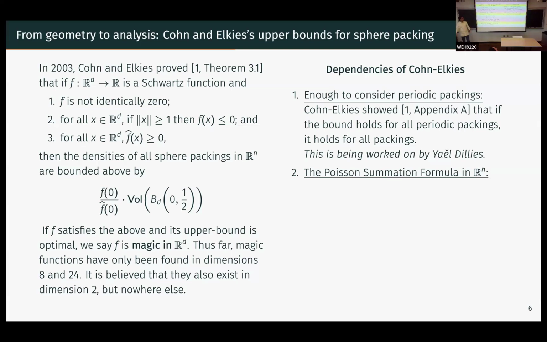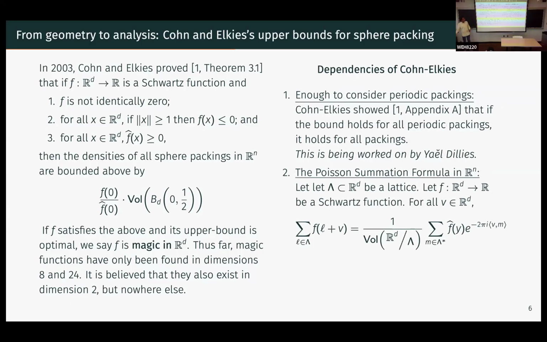And then there's also the Poisson summation formula in R^n. This is an important dependency of this. If lambda is a lattice and you have a Schwartz function, you have this summation formula, which essentially relates the sum of the function to the sum of its Fourier transform, along with a scale factor. And this is something that we have in Mathlib only if lambda is the integers and d is 1. So we want to generalize this by some inductive argument. I have a proof path in mind, but it's not as easy as it looks to actually formalize this.